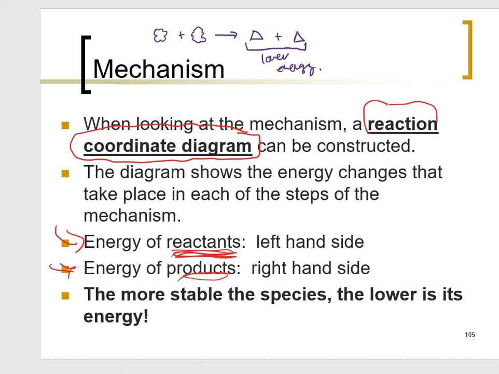If the products do have lower energy than my starting reagents, then there's a good chance that my reaction will go forward as planned, without an issue, without too much effort on my end, and the products are very happy.